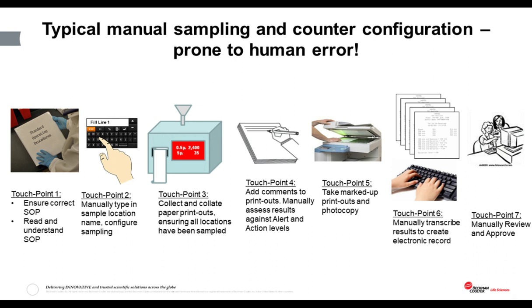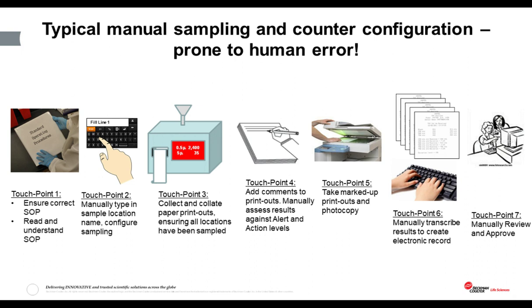Typically, there are many manual SOP steps to be followed in the routine environmental monitoring program. The first of these is that the technician has to make sure they're using the correct version of their environmental monitoring SOP. Sometimes they change and you need to make sure you've got the right one. And of course, they're paper-based, so you need to make sure you're using the correct SOP.